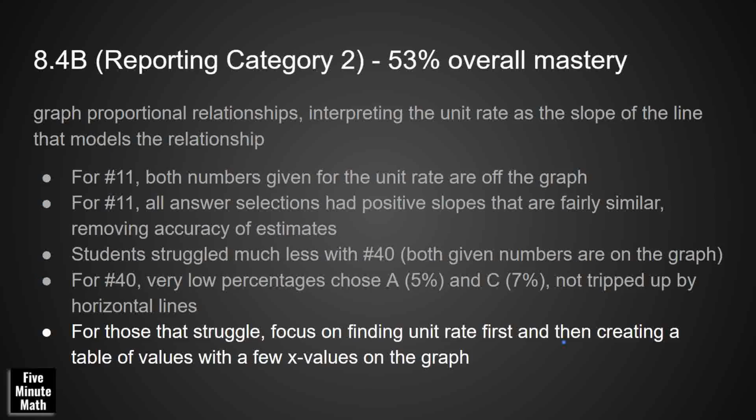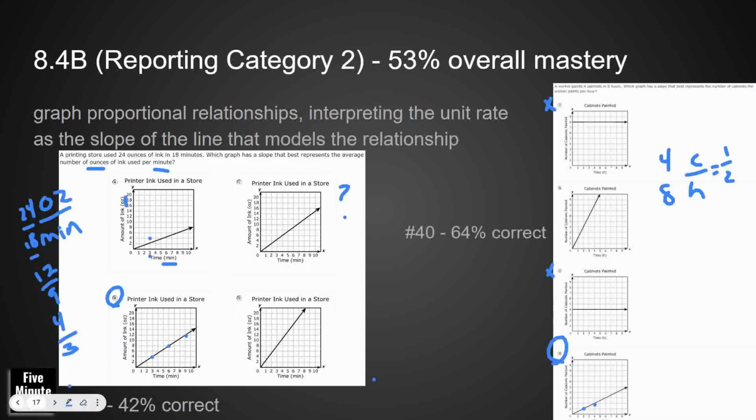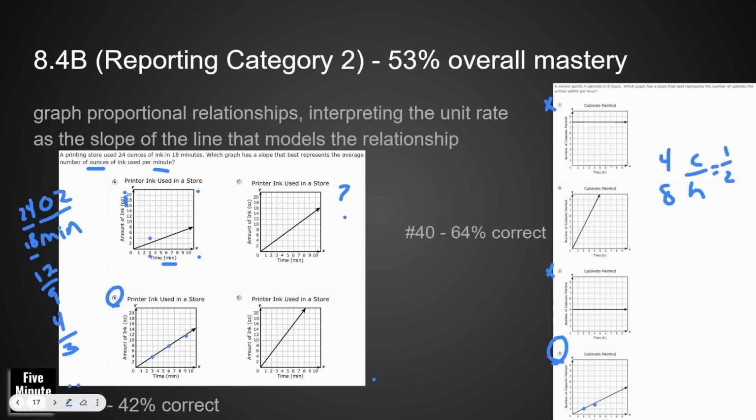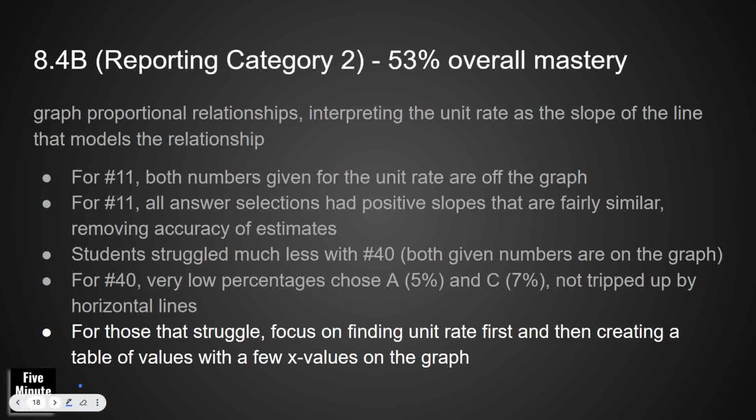So for number 11, both the numbers given for the unit rate are off the graph, right? So we had to simplify that, because that 24 and that 18, neither of those ended up being graphable. So we had to simplify that down to 4/3. And all answer selections had positive slopes that are fairly similar, removing the accuracy of estimates. So we couldn't just estimate it. They were all positive slopes, fairly similar, right? A was kind of the shallowest.